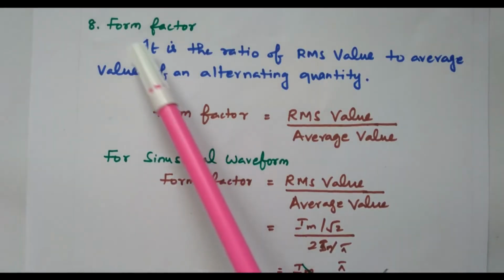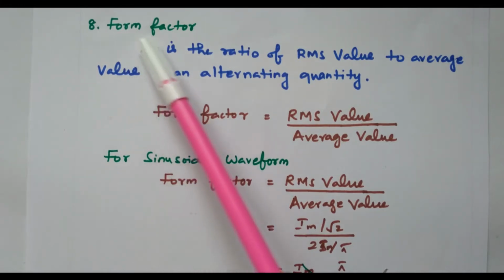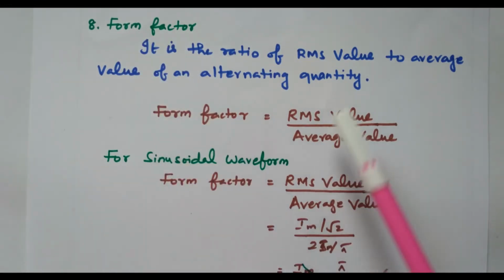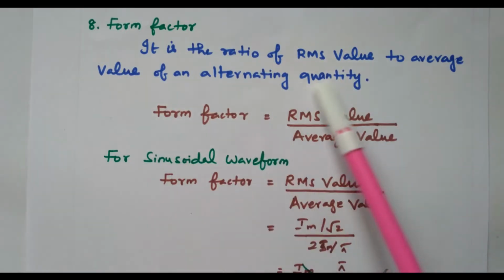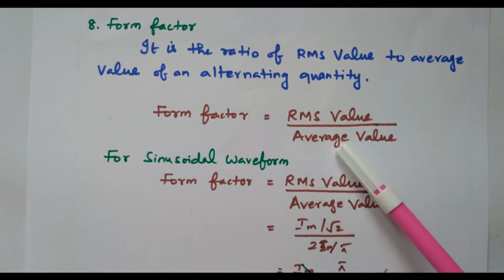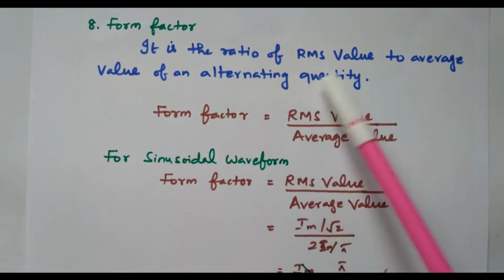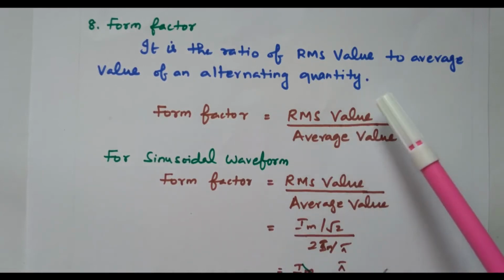So the next is the form factor. There are two factors available, form factor and peak factor. Form factor, what is form factor? It is the ratio of RMS value to average value of an alternating quantity. So this is one reference. What is the ratio between RMS value and average value? It is the ratio of RMS value to average value. For sine wave, we already calculated the RMS value and average value. Just now we got the derivation.